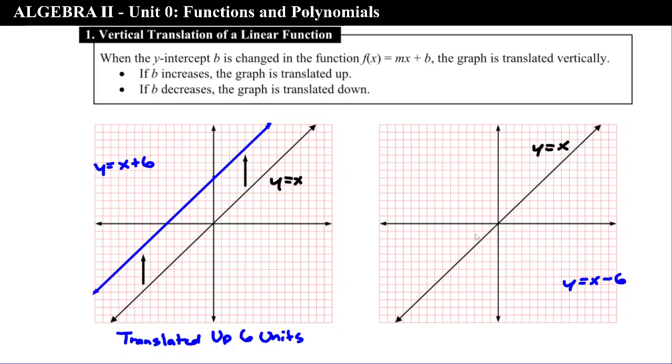So let's follow this down. 1, 2, 3, 4, 5, 6. So there's our y-intercept. Okay. Now we're going to follow our slope, which is still 1. So rise 1, run 1, rise 1, run 1. And we're essentially going diagonally across all of our grid boxes. Okay. So we'll end up over here. And then on this end, we're going to end up over here. So now let's plot that line.